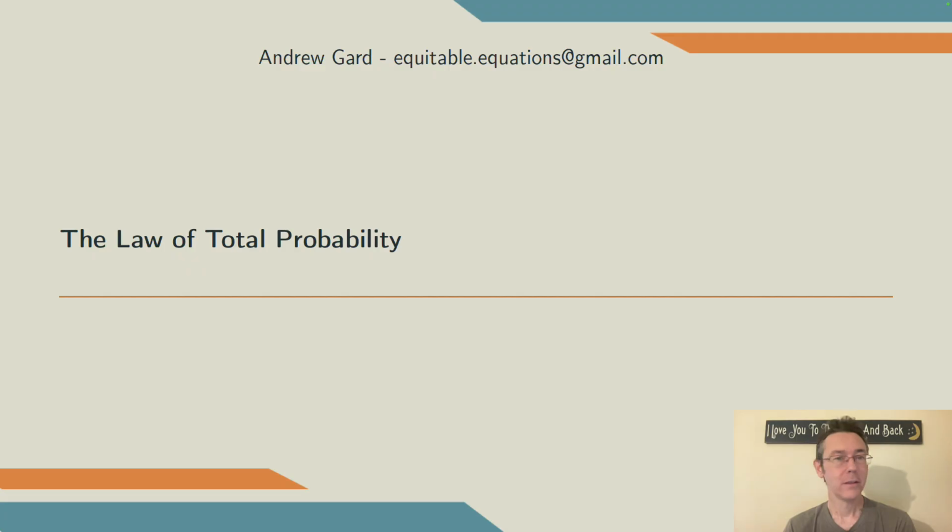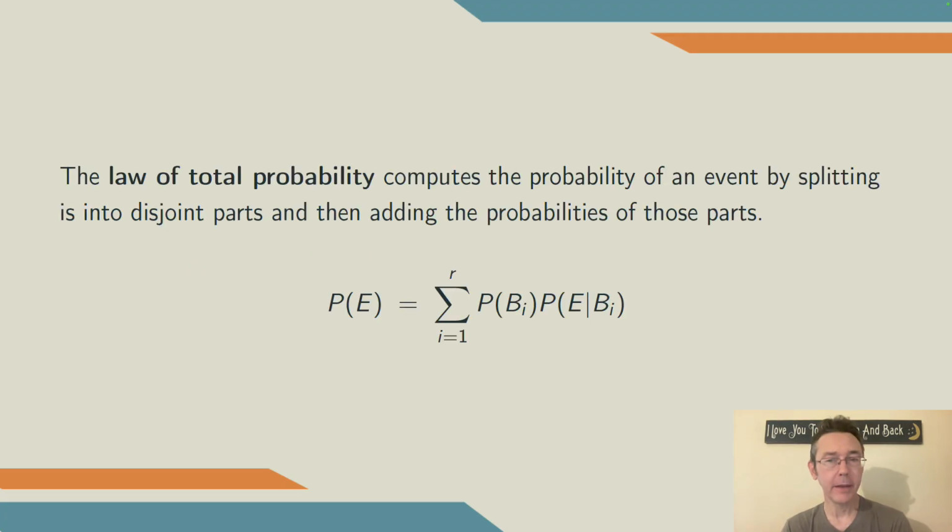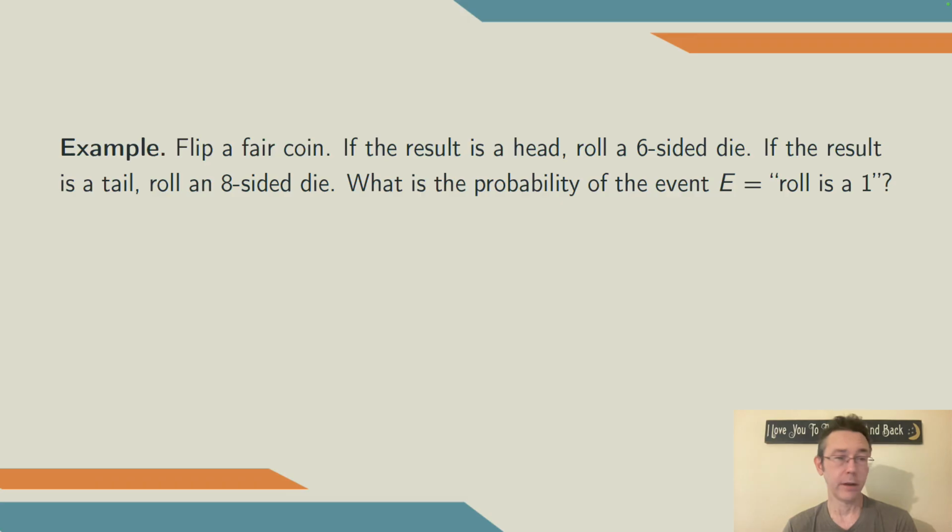Hey everybody. Today we're talking about the law of total probability, which computes the probability of an event by splitting it into disjoint parts and then adding the probabilities of those parts. I'm not going to talk about this formula just yet. I want to build up to it because it's a lot to absorb all at one time, I think. Let's start with an example.